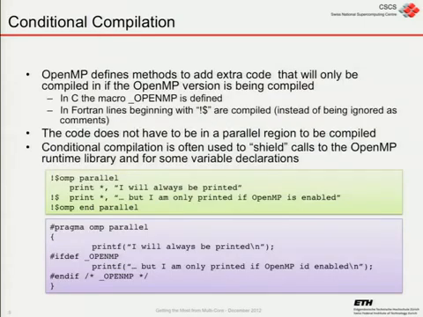I should say, yes, it doesn't have to actually be in a parallel region to be compiled. The compiler is not doing a semantic check as to where you are when you're looking at the ifdef OpenMP or the $! sentinel. And that means, for example, you can declare variables at the beginning of a subroutine or whatever that you only are going to use if you're in an OpenMP region.